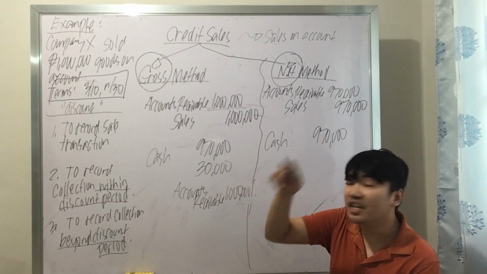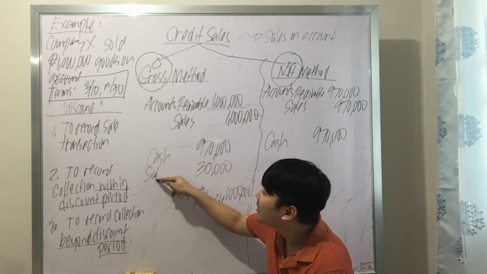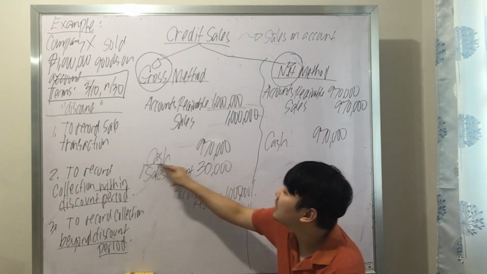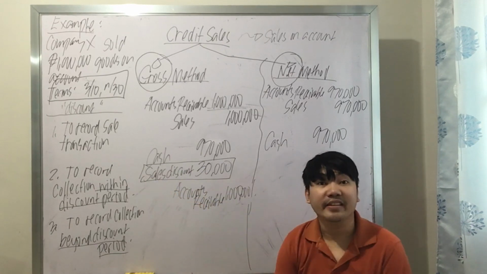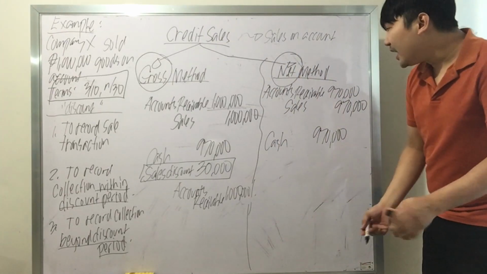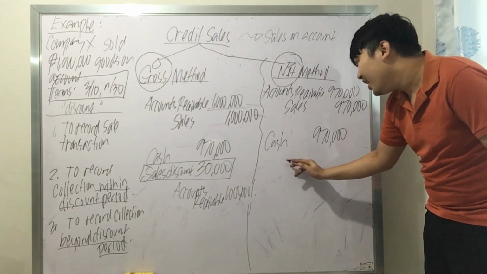O, ito yung sales discount, no? Ito yung sales discount mo. Cash discount mo tong 30,000, and this is a contra sales account. Okay? Sa income statement mo. O, tignan mo tong sa kabila. Sa kanya, mas simple na lang. Credit accounts.